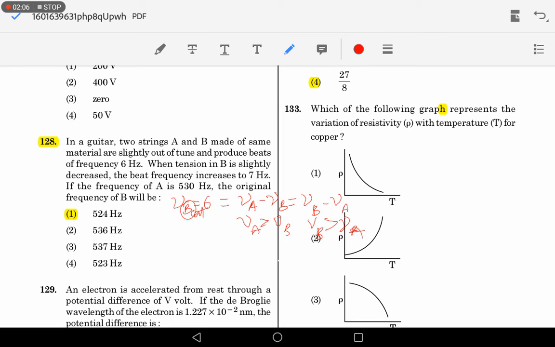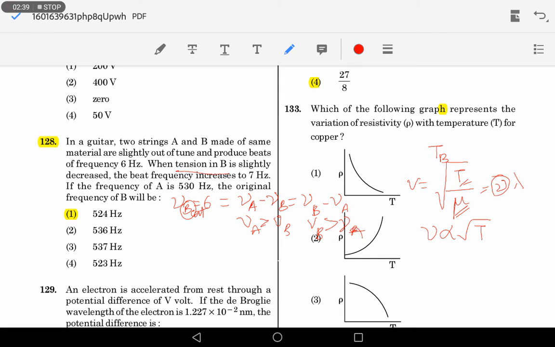When tension in B is slightly decreased, for this I have shown you a relation V equal to root tension upon mu, mass per unit length. We refer it as mu, and T is tension. We also know that V equal to nu times lambda. So nu is proportional to root T. With increase in tension, the frequency increases. With decrease in tension, the frequency decreases.